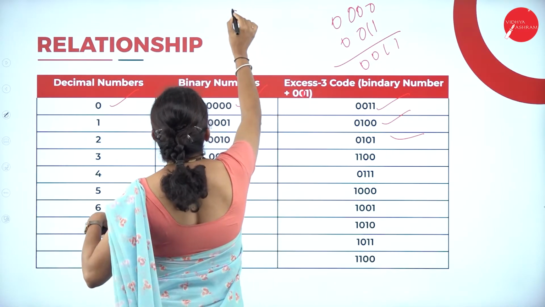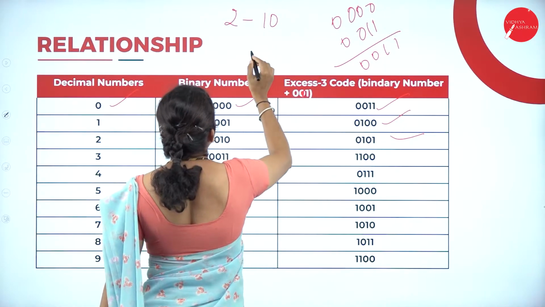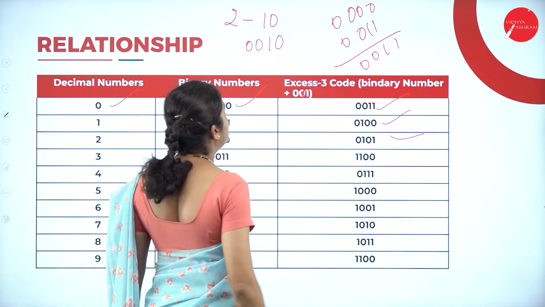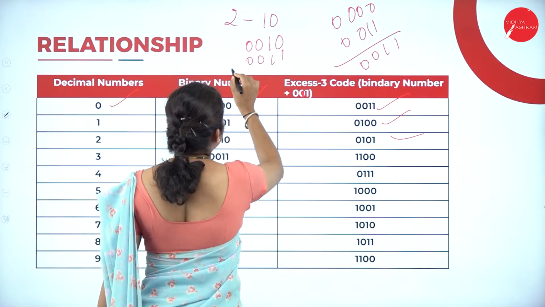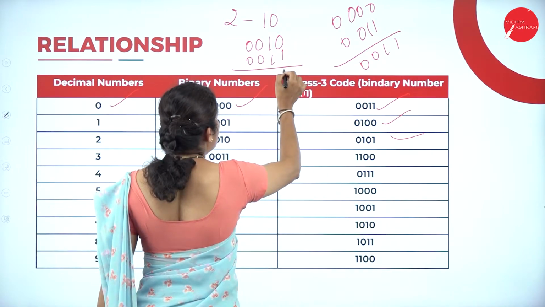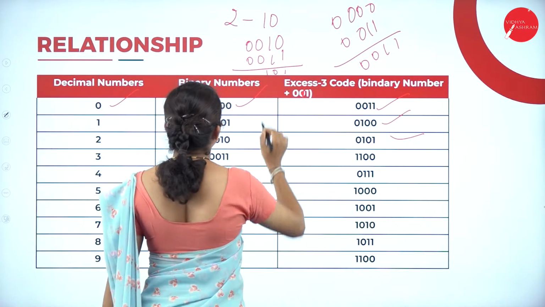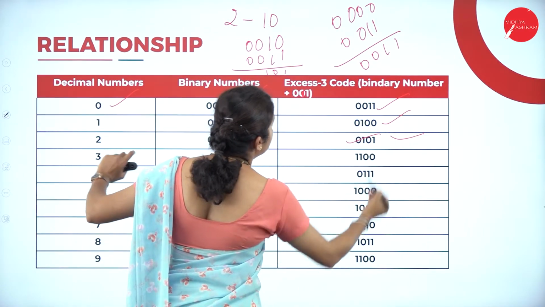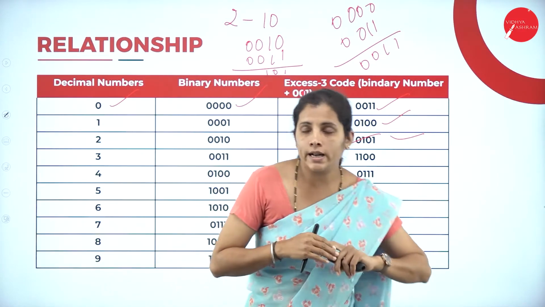So for 2, what is the binary representation? It is 1, 0. First I want to write this in 4-bit form. Now I want to add 3 here. So 0 plus 1, it is 1. 1 plus 1, it is 0, 1 carry. So for 2, what is the Xs3 representation? It is 0, 1, 0, 1. So same answer that I got.